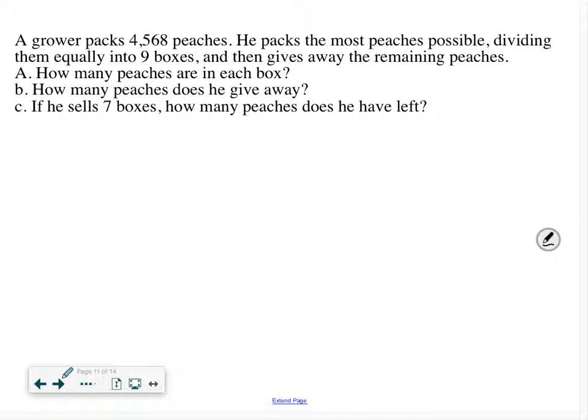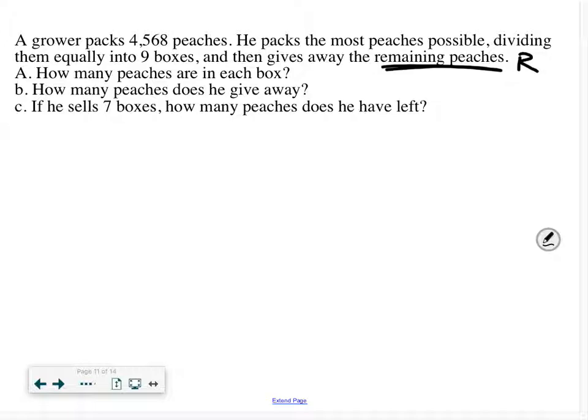All right, let's do another. A gardener packs 4,568 peaches. That's a lot. So I'm picturing thousands of peaches and him packing them into boxes. He packs the most peaches possible, dividing them equally into 9 boxes. So I'm picturing he has 4,568 peaches and he's putting them into 9 boxes. It says he gives away the remaining peaches, that's a clue that this problem is going to have a remainder because there's some left over.